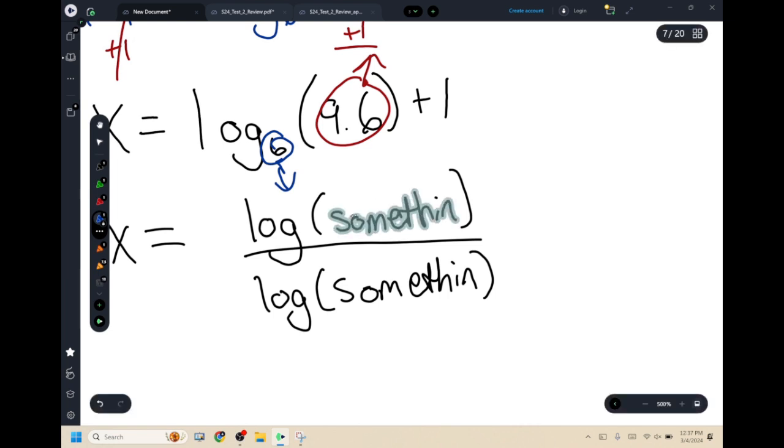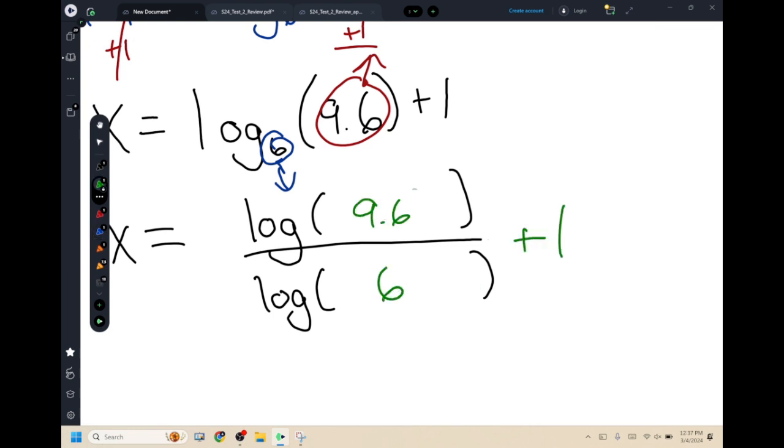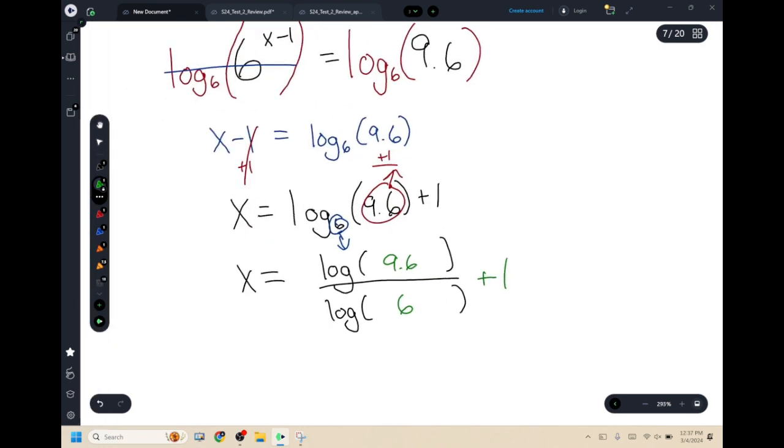And then once you get that answer, you just add 1. That's just a different way to write the same answer.